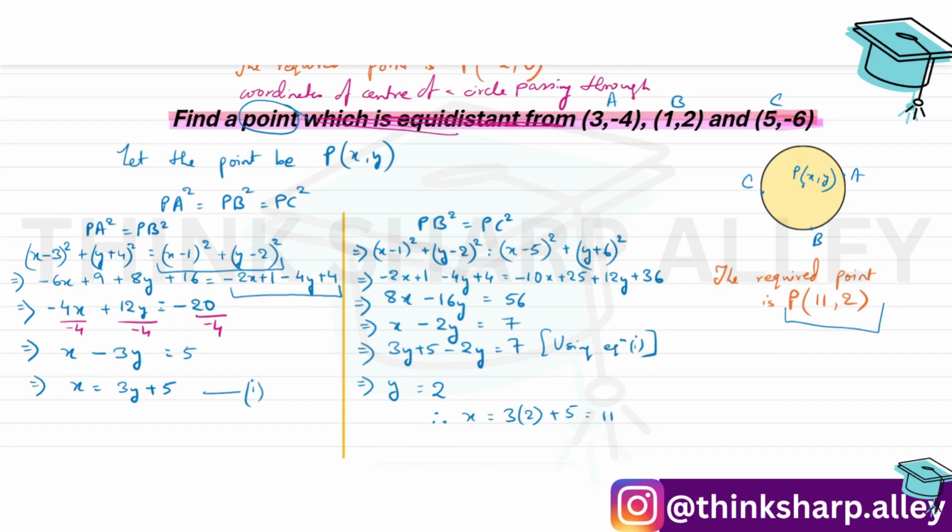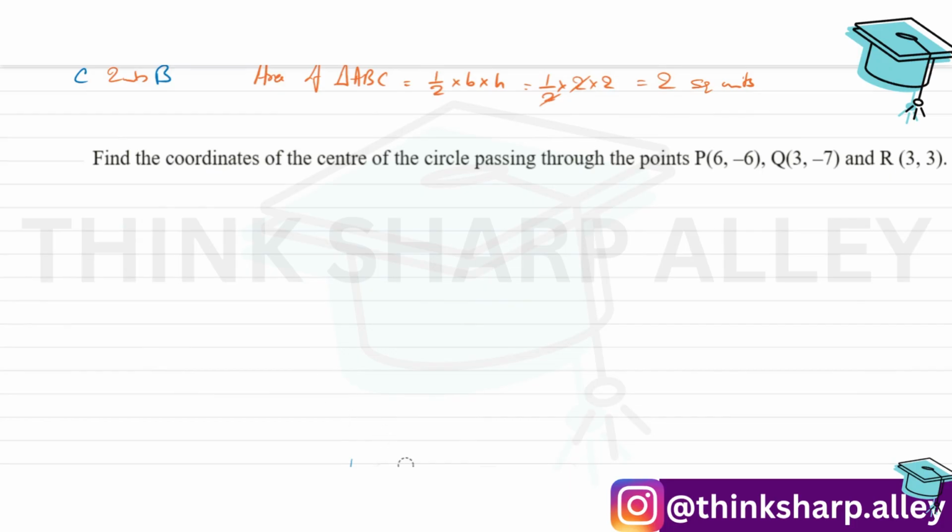So once we get the center, we can actually find out the radius by calculating the distance between the center and any of these points, either A, B, or C. So PA, or PB, or PC will give me the radius of the circle. So our next question was exactly this: find the center of the circle.